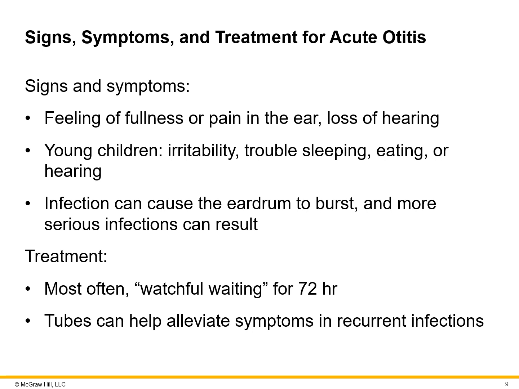So signs and symptoms here, essentially a fullness or pain in the ear, even some loss of hearing. It just kind of seems garbled. In kids, they can be irritable. They have a hard time sleeping, eating, or hearing. But also, it can cause the eardrum to burst, and severe ear infections or even more serious infections can result. So typically it's a watchful waiting for a couple days to see if the immune system is able to clear it up. However, antibiotics can be used, or tubes can even be placed for those with chronic ear infections, especially again in children. Tubes can help alleviate those symptoms.